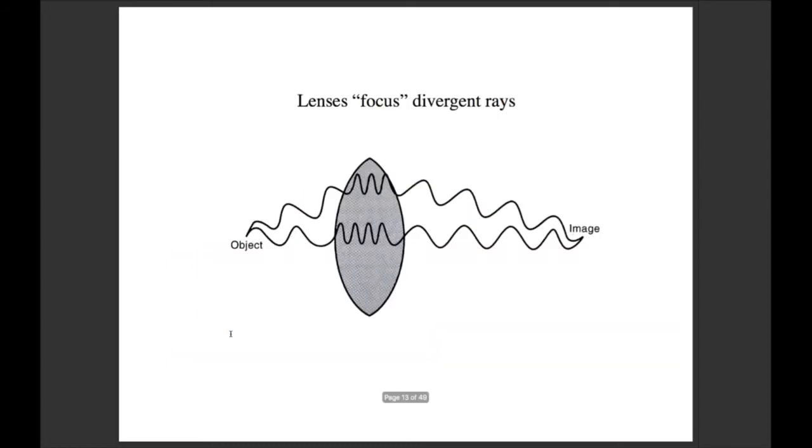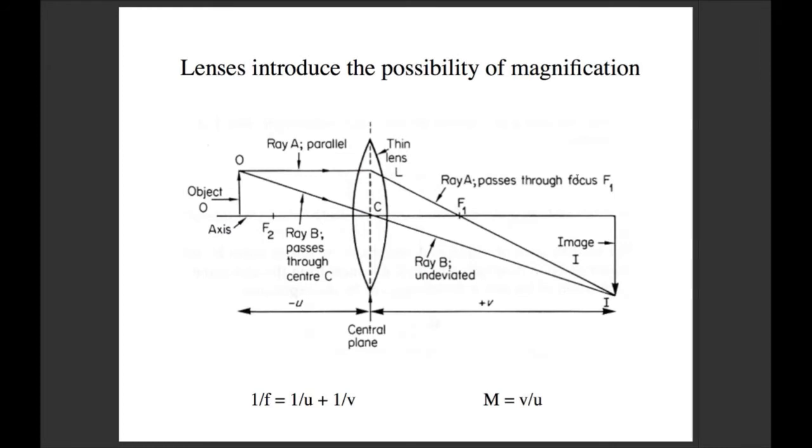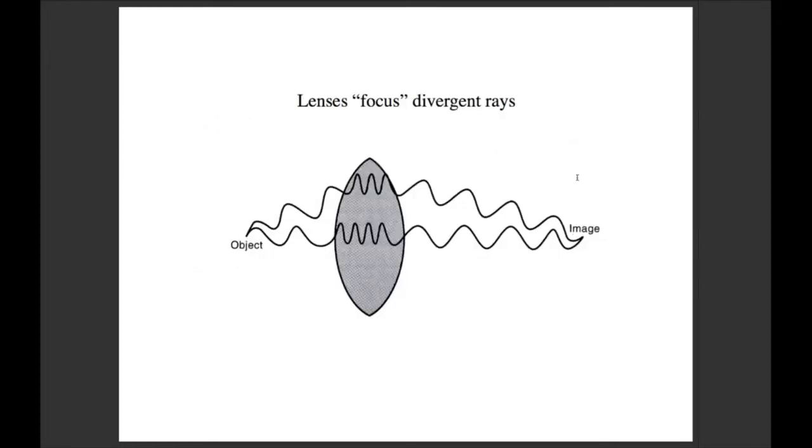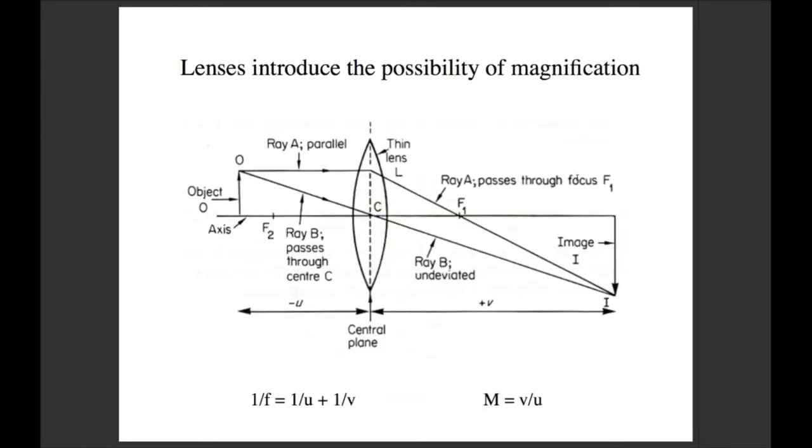Alright, so lenses. This is a cartoon of a glass lens. As photons are scattered off of an object, they get focused by this glass lens, and then the light comes out bent again towards this imaging plane. Lenses bend and focus your beam source, your light source, but they can also introduce magnification.